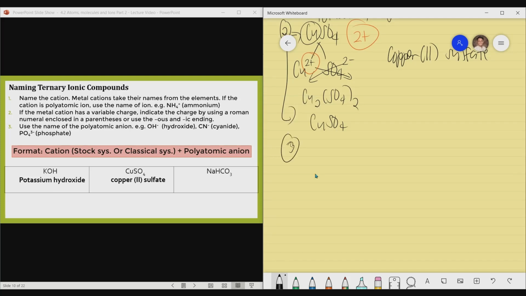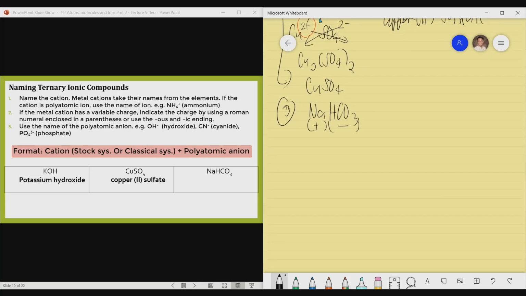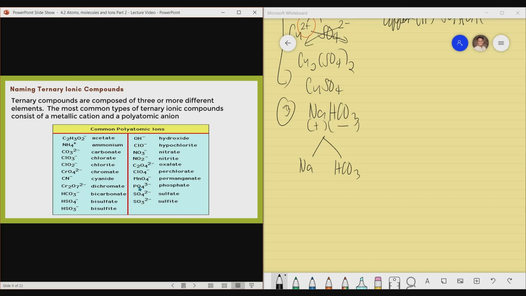So, for number 3, we have NaHCO3. Na is your metal. HCO3 is your anion. Ito yung polyatomic ion, HCO3. So let me just deduce them. You have your Na and then HCO3. Looking back at the table, do we have HCO3? Yes, we have your bicarbonate. Ang charge ni bicarbonate, looking at the table, is negative. So I will put negative.